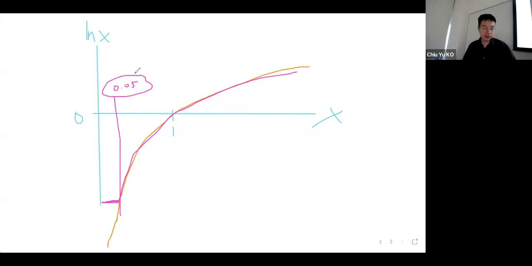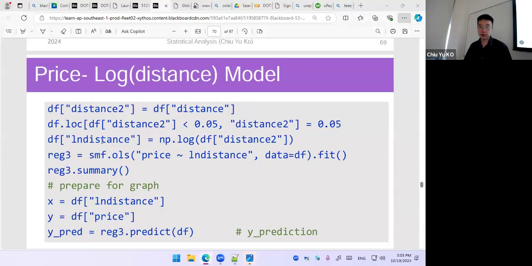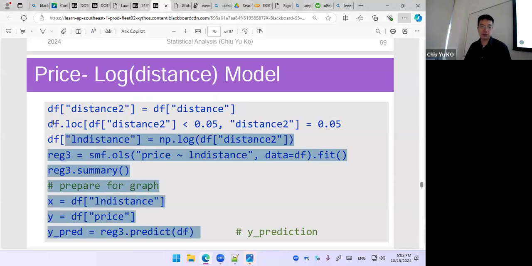So I think 50 meters may not make a difference, right? So that is what you do, okay? Which number you put doesn't really matter, but that's what they're using, okay? And take log, you run the regression, okay? You do the summary, you do the plotting.